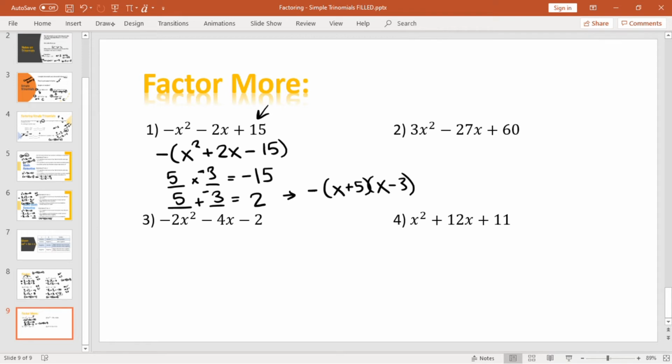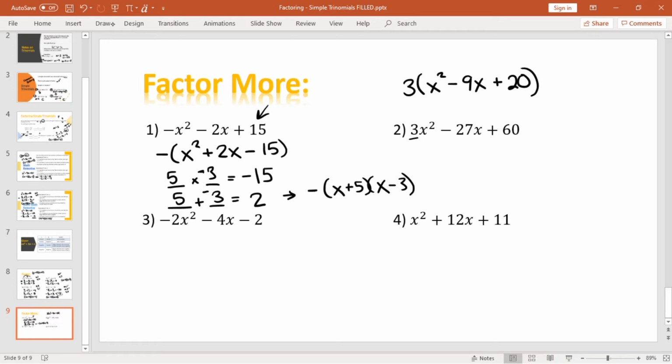Okay, so let's look at number 2. I've only told you how to factor simple trinomials, so I bet you can divide out the 3 that's the a value. And you totally can. All of these terms are divisible by 3, so pull it out. 27 divided by 3 is 9, and 60 divided by 3 is 20.